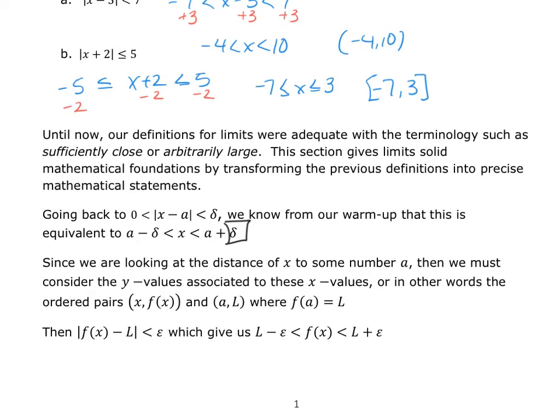We're going to say it has to just be strictly greater than 0. So if the absolute value of x minus a is greater than 0 but less than delta, then I can break it apart just like I did up above. I would have negative delta on the left-hand side, x minus a in the middle, and positive delta on the right-hand side, and then I would add a to everything. Just like we did above, I subtracted 2 from everything.